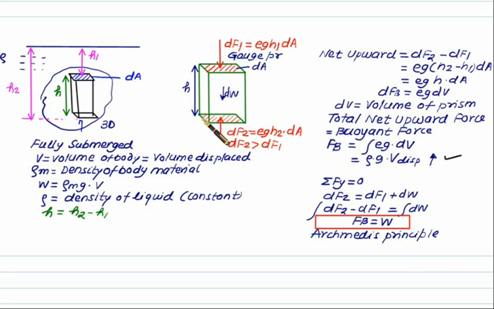So if we compute for one element, then we can do this calculation for the entire body. So net upward force will be dF2 minus dF1, which is the same as rho g multiplied by H2 minus H1. But what you observe here is that H2 minus H1 is nothing but H. So we get H multiplied by dA, and H multiplied by dA is nothing but the volume of this prism. So it is written as dV. So dV is the volume of the prism.